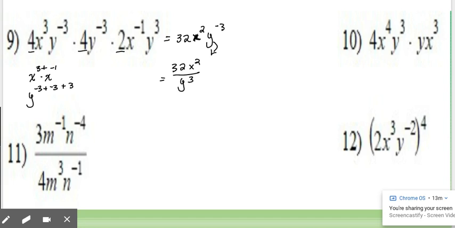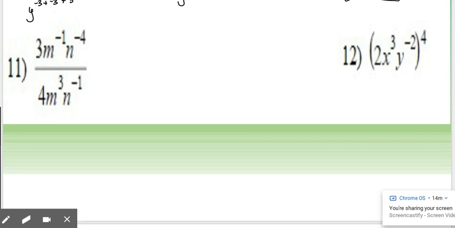The second one, 4 times 1 is 4. The x's are multiplied, so I'm going to add the exponents. 4 plus 3 is 7. The y's are multiplied. I'm going to add the exponents. 3 plus 1 is 4. And I don't have any negative exponents, so I'm good. 11.